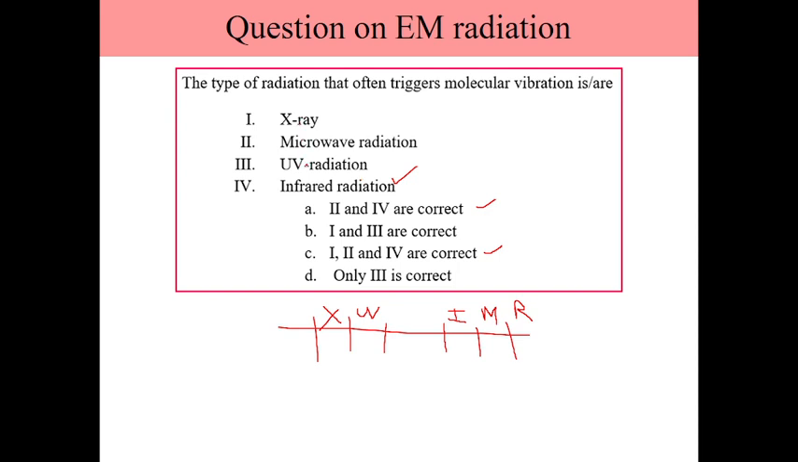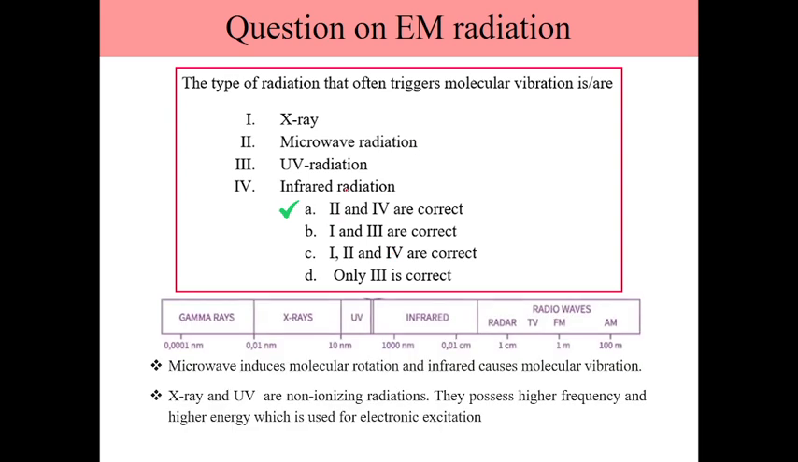Now see, 1, 2 and 4 they are saying are correct. Now X-ray cannot do that because X-ray is lying in this range, and these are all non-ionizing radiations, and these are all ionizing radiations, and therefore the right option would be infrared radiation and definitely microwaves. So then let us look at the answer. Yes, so 2 and 4 are the right option. Microwave radiation and 4 is infrared radiation.